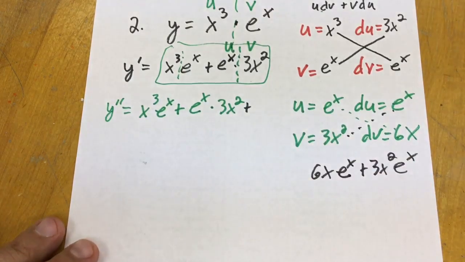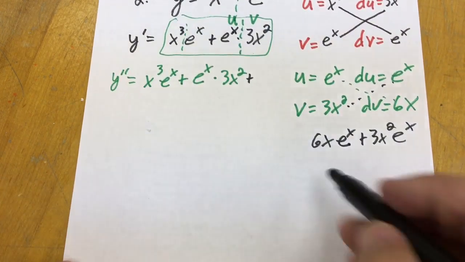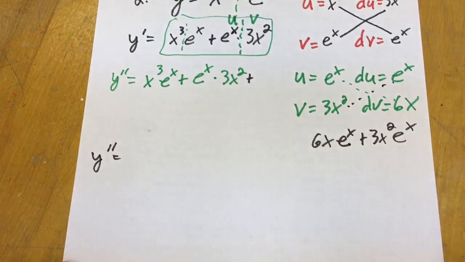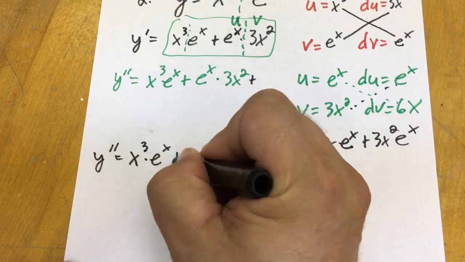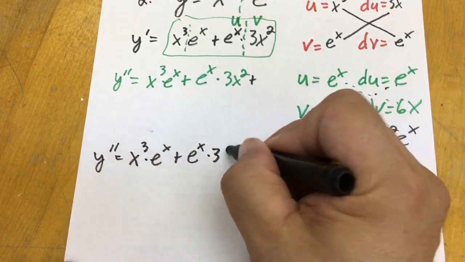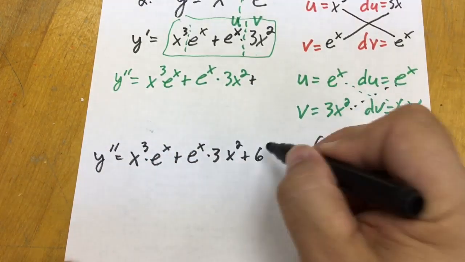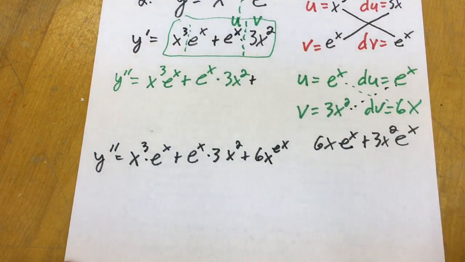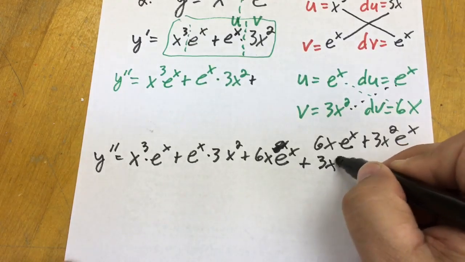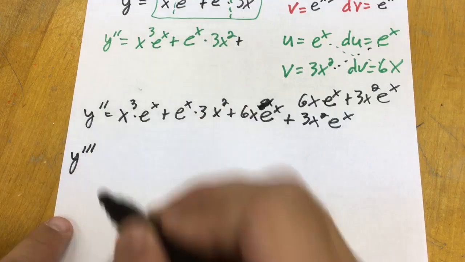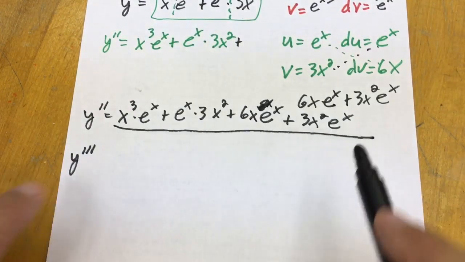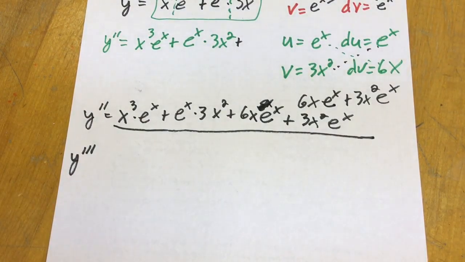Now I have to add that to that, so this is starting to take up a little bit of space. So y double prime actually equals x cubed times e to the x plus e to the x times 3x squared plus 6x e to the x plus 3x squared e to the x. Oh my goodness. I have to find the third derivative now of this monster. And you can see where calculus isn't that tough. It's just a lot of algebra.